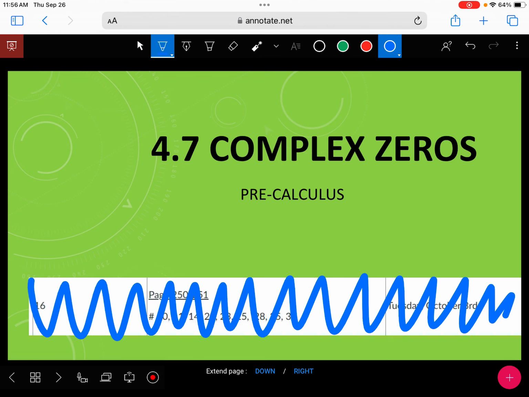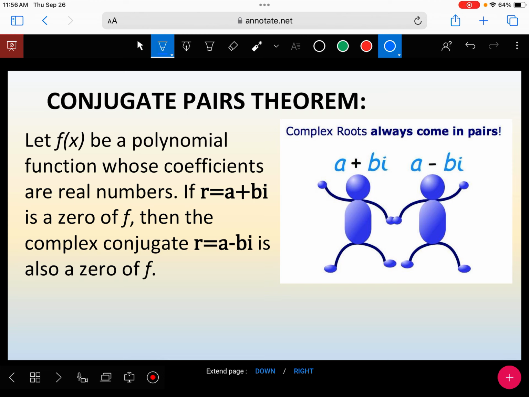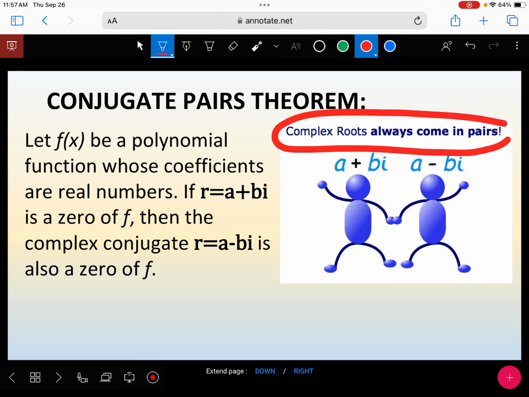All right, so the first thing you need to keep in mind is, you don't have to copy this down, but for complex roots, complex means that they're imaginary, they have an i. Complex roots always come in pairs. So if you have 1, you really have 2. There is no such thing as 1 imaginary solution. If you have 1, you really have 2.